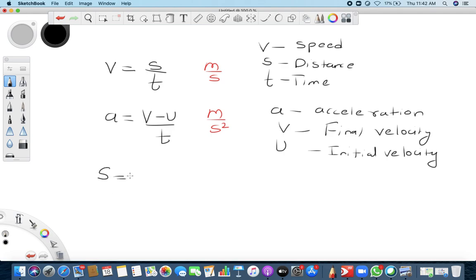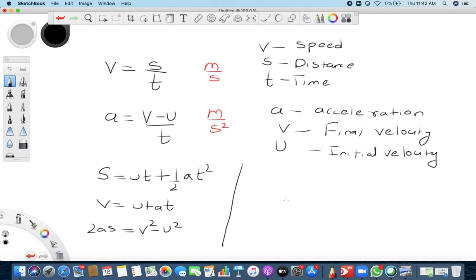Then the third thing we saw was three equations of motion. s is equal to ut plus half a t square. v is equal to u plus a t. And 2as is equal to v square minus u square. These are the three equations of motion which we have learned, and all the quantities are familiar as what we have just seen.